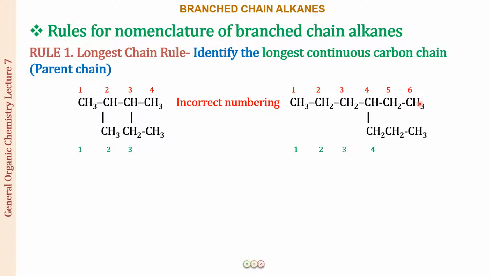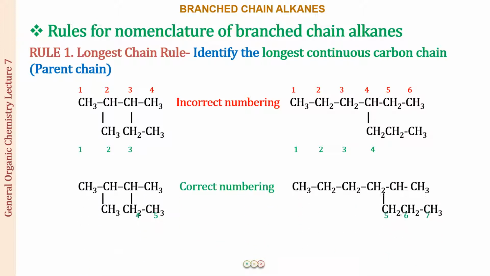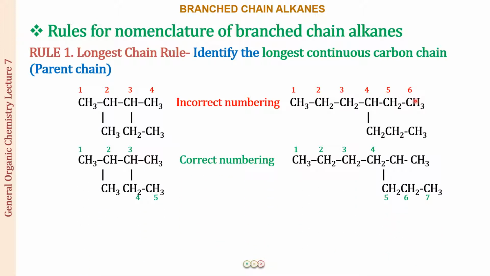Why are they not so? Let us understand this with the other numbering that we have over here. If you see the numbering in this molecule, the same molecule we have, I have just numbered it differently. So 1, 2, 3 and 4 and 5. Isn't this also a continuous chain?